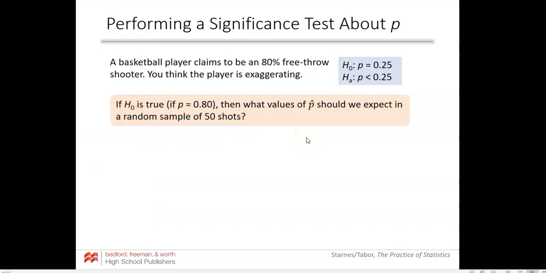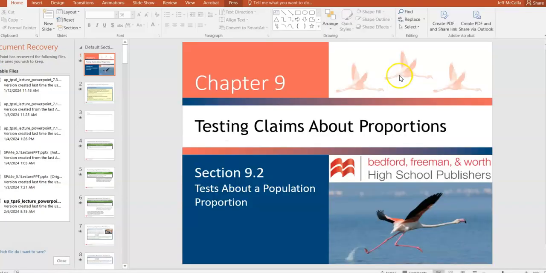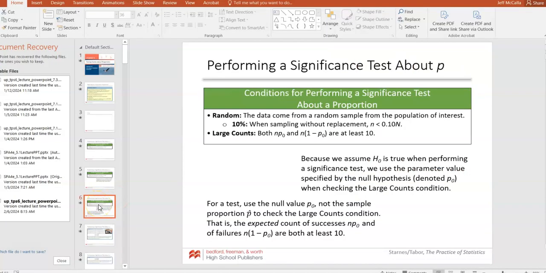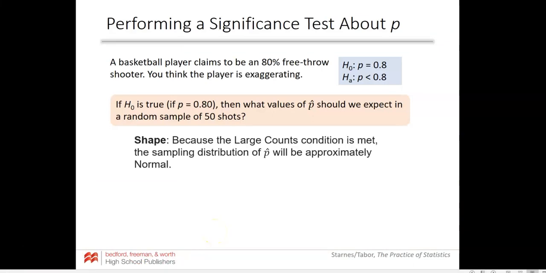I think the graphic is wrong there, right? So the graphic should not be that. Let me just fix that. So again, we would expect him to make about 40 shots, typically. That is what the question asked for.